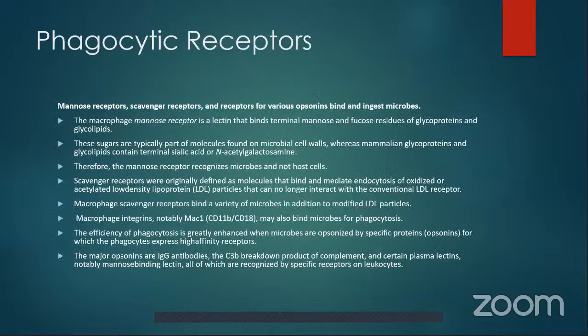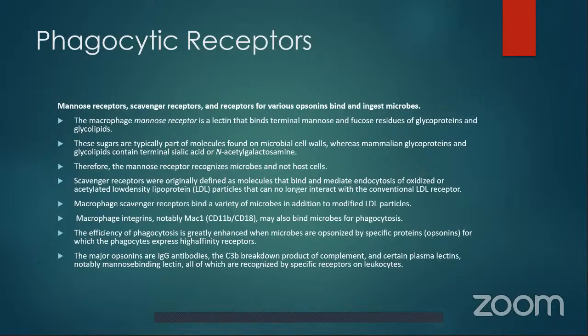Now, first step, whatever needs to be killed will have to come and attach to the receptor. These are called the phagocytic receptors. There are different kinds of phagocytic receptors. Some of them are mannose receptors, scavenger receptors, and receptors for various opsonins. These will bind and ingest the microbes. Let's see each one of them.